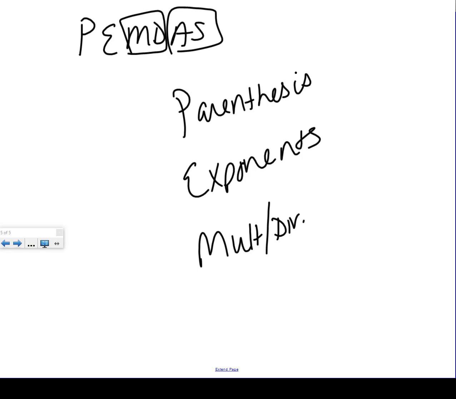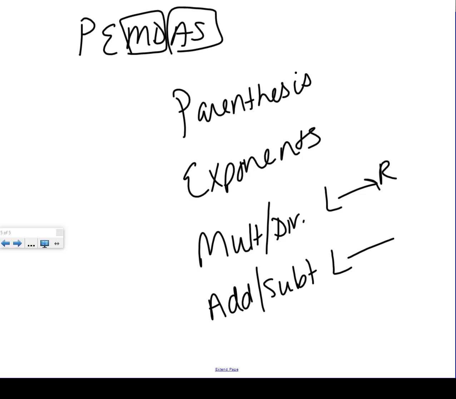And M and D is multiply and divide, and we're going to take care of this one moving from left to right through our problem. Also, the last one is add and subtract. And we also solve all of the add and subtract moving from left to right through our problems.